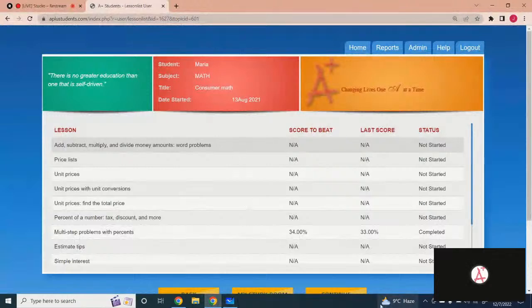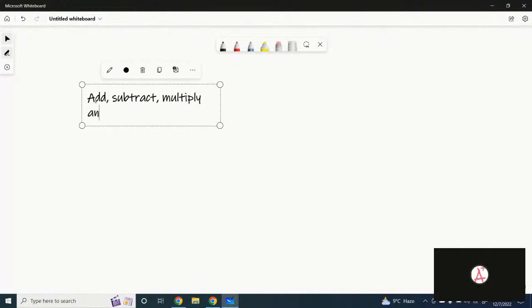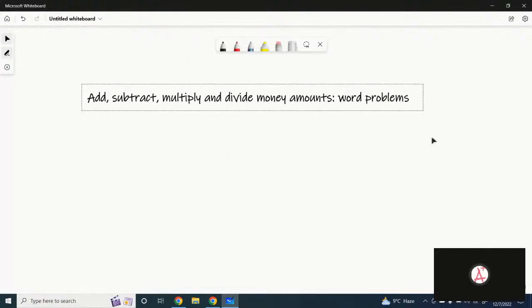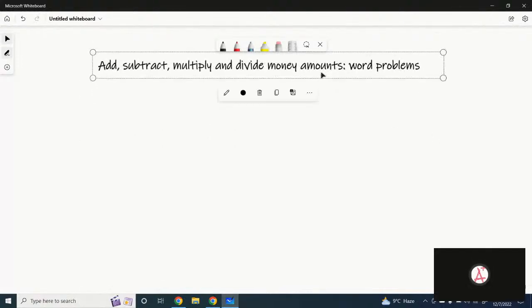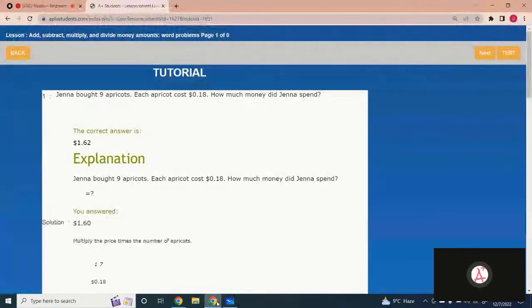Let's start with the first topic. Let me write down the lesson name on the board. It would be add, subtract, multiply, and divide money amounts, word problems. Okay, let's start with the first topic, that is add, subtract, multiply, and divide money amounts, word problems. Got it? Okay, let's just start with the test questions.